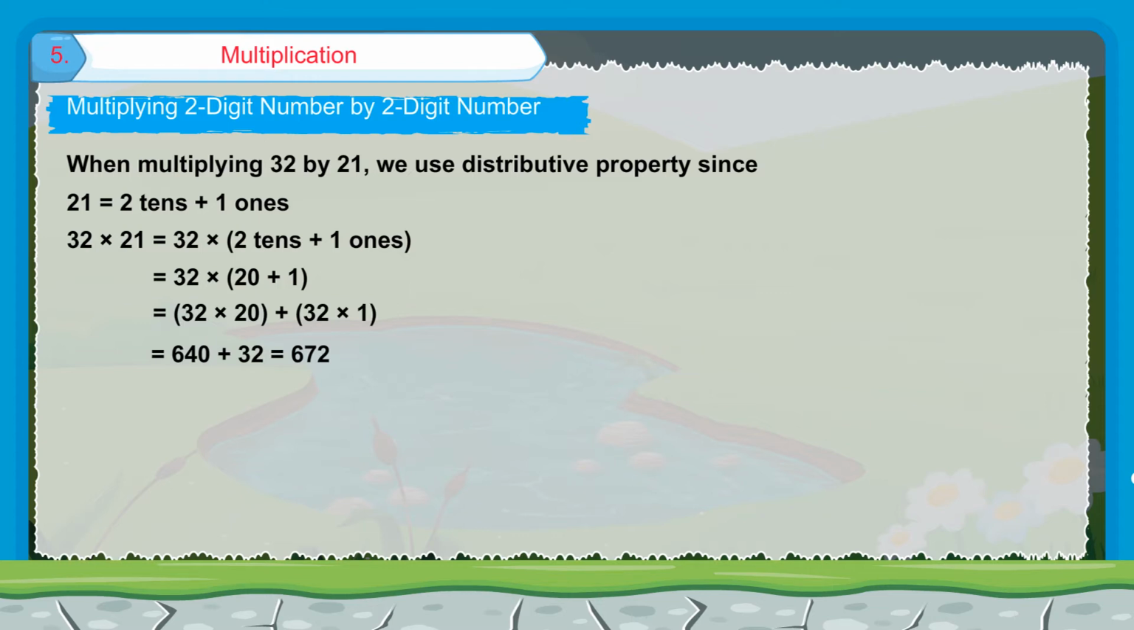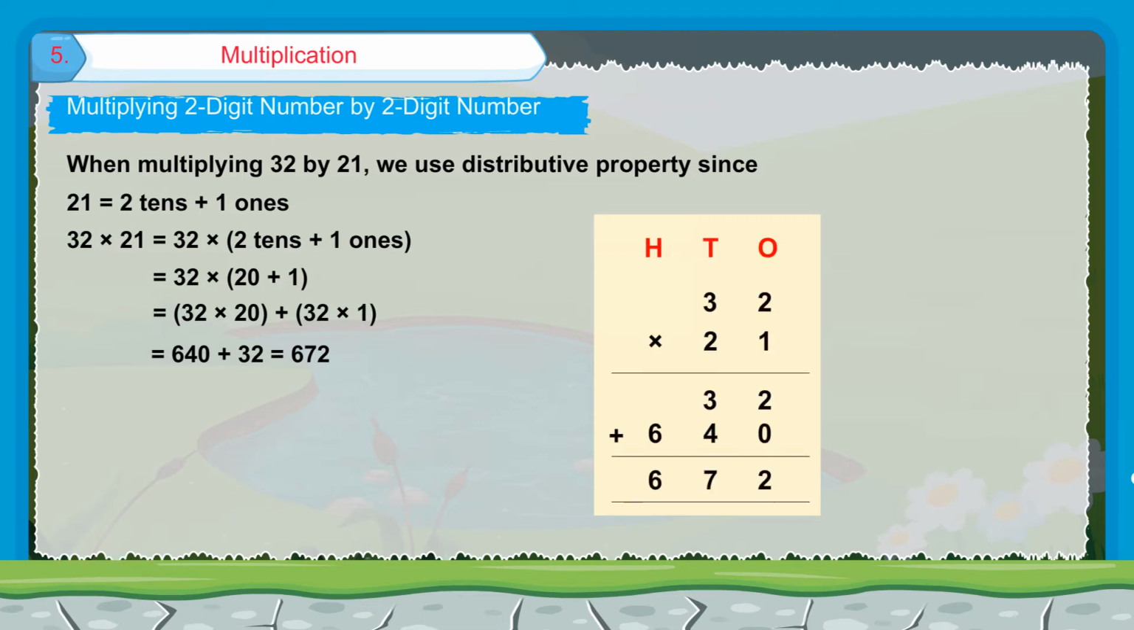is equal to 640 plus 32 is equal to 672. Hundreds, tens, ones. 32 into 1, 32 into 20, 32 into 21.